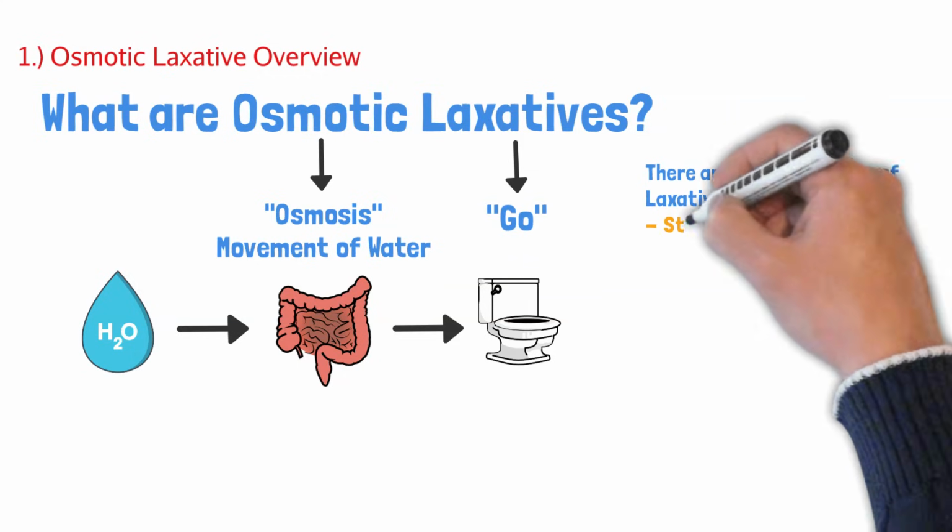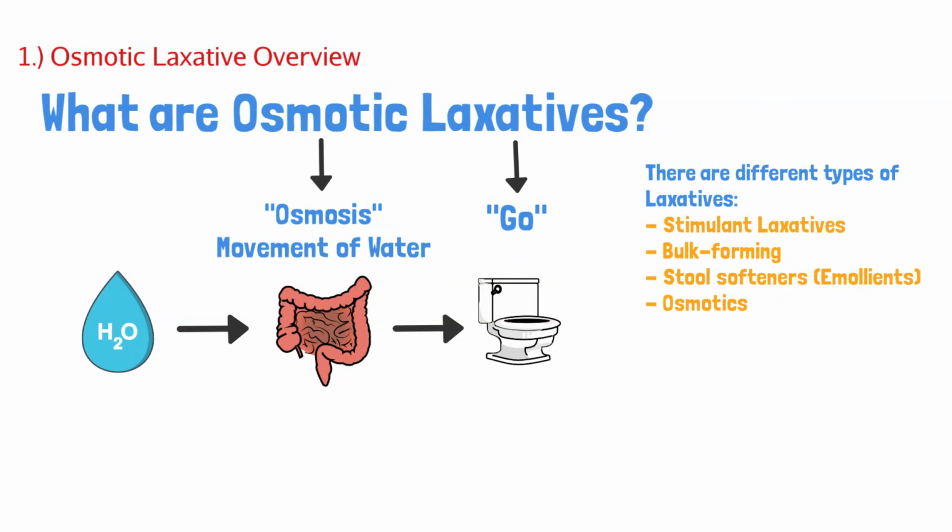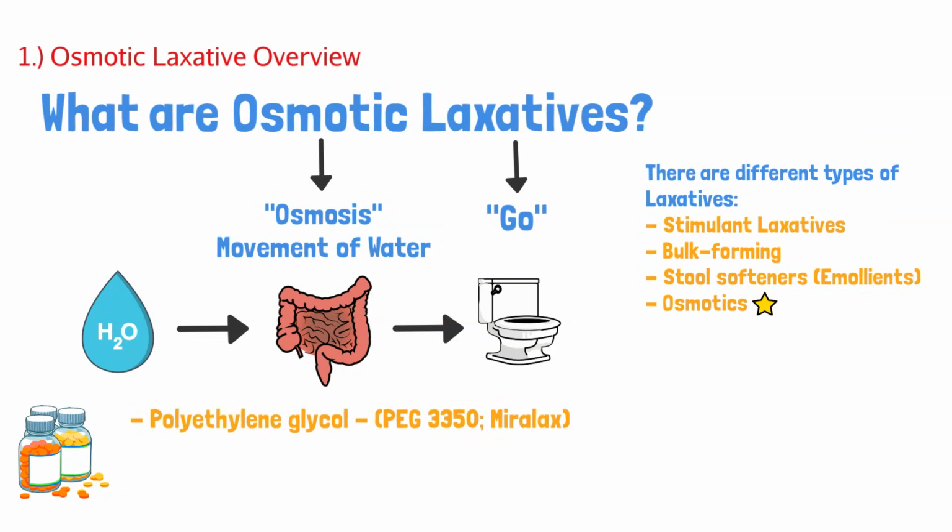Now, when we talk about laxatives, there's a bunch of different laxatives. We have stimulant laxatives, bulk forming laxatives, stool softeners, also known as emollients, and then the osmotic laxatives. This video will only focus on osmotics and how they work. And in this class, we have a few drugs, some of them super popular. We have polyethylene glycol, also known as PEG 3350 or Miralax for the over-the-counter. There's a product called Lactulose, and then we have magnesium citrate, sodium phosphate. There's a bunch of different types of osmotic laxatives. By far the most popular is the first one, polyethylene glycol.